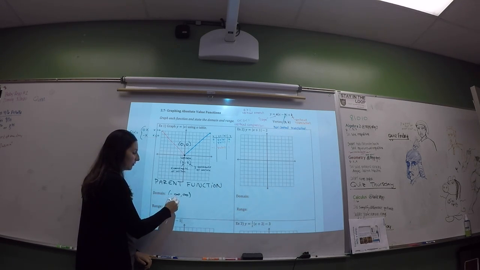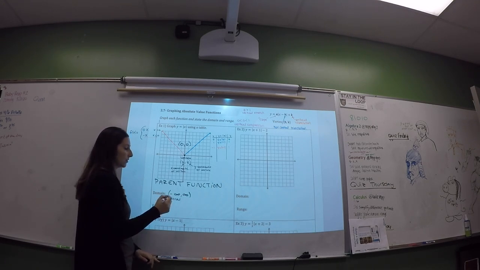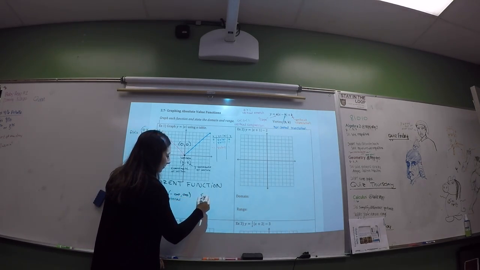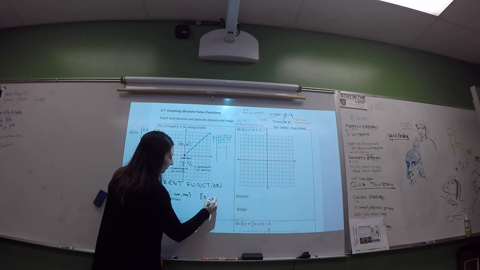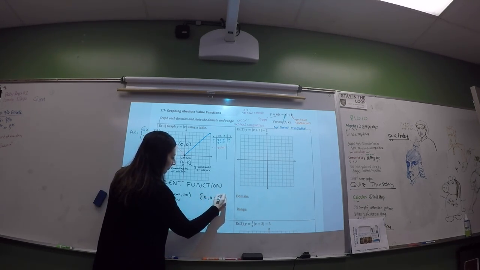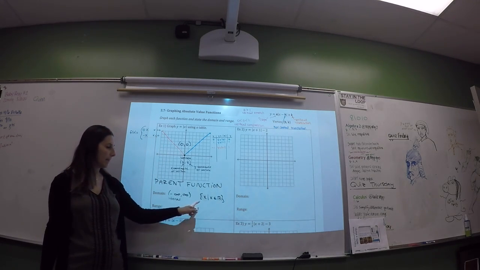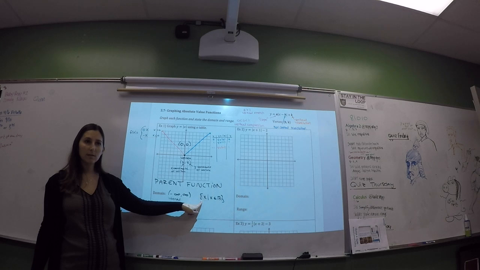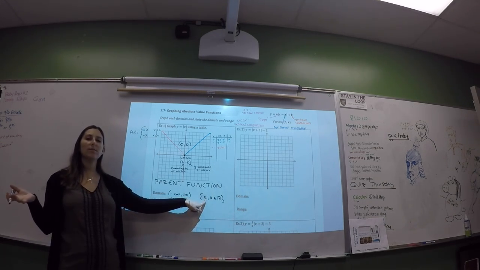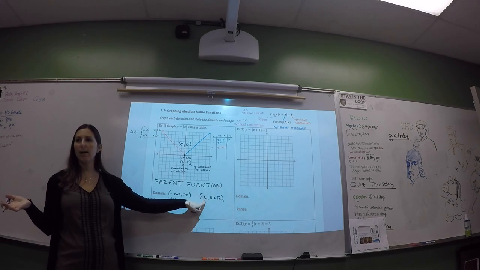This should look familiar from chapter 1. And then the other way is using set builder notation. Okay, if x belongs to the set of all real numbers, put a little squiggly bracket. You're going to say, what variable am I talking about? Oh, I'm talking about x.